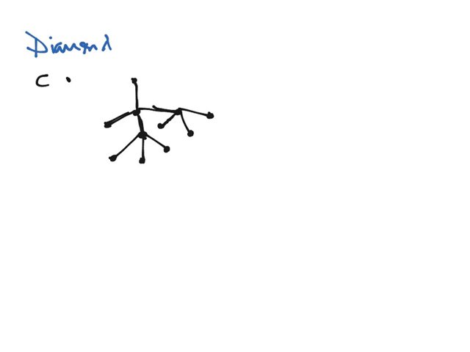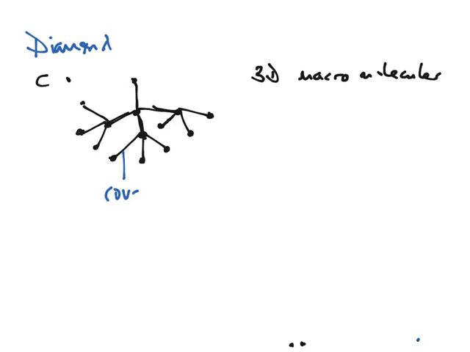This carbon here: 1, 2, 3, 4. And so what you find is you end up growing this very, very big, 3-dimensional macro, very large molecule. Remember, these are covalent bonds, and they're actually strong bonds.